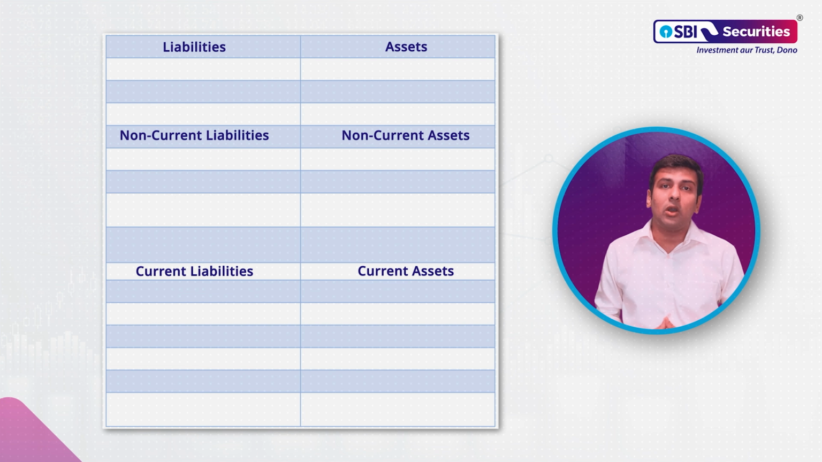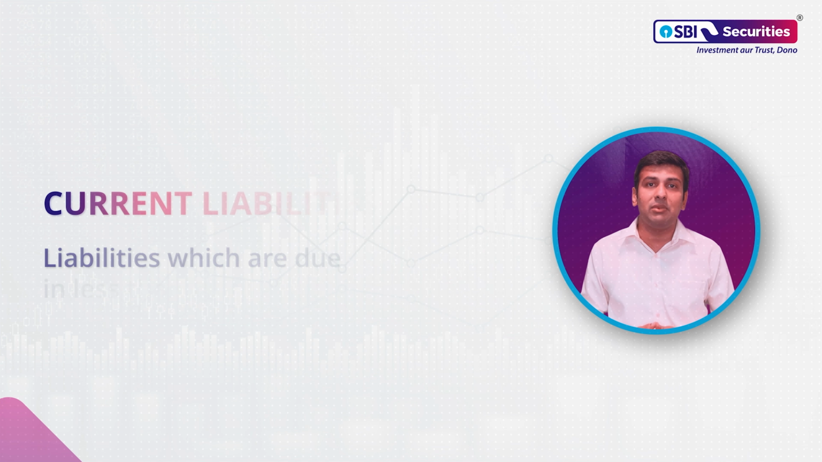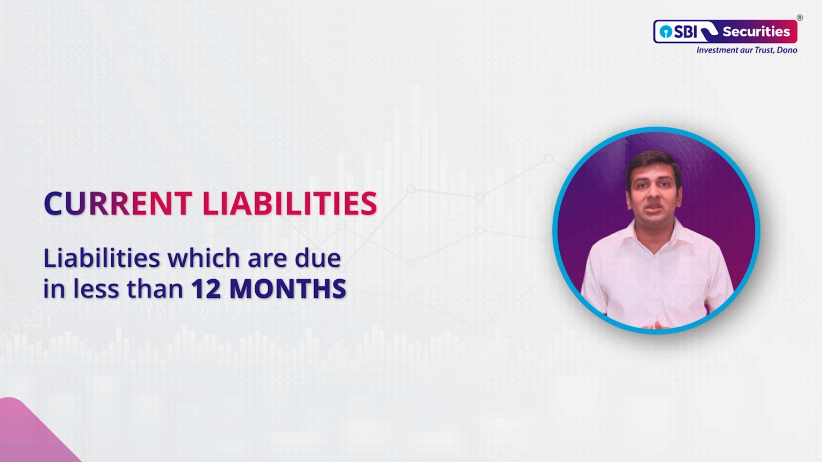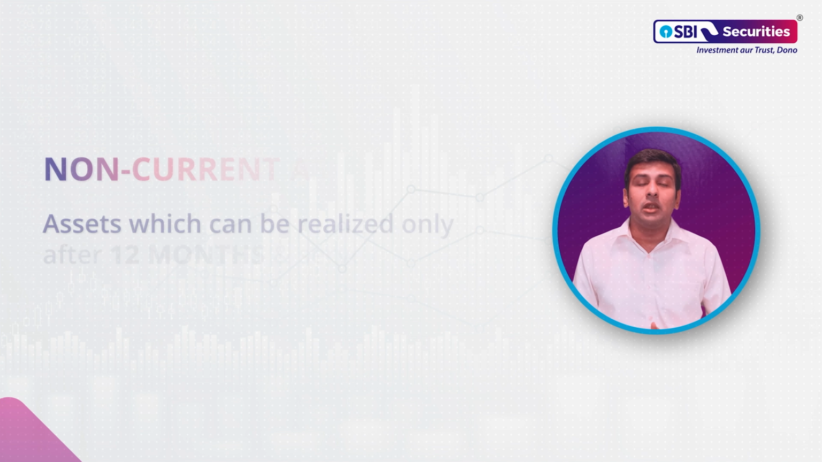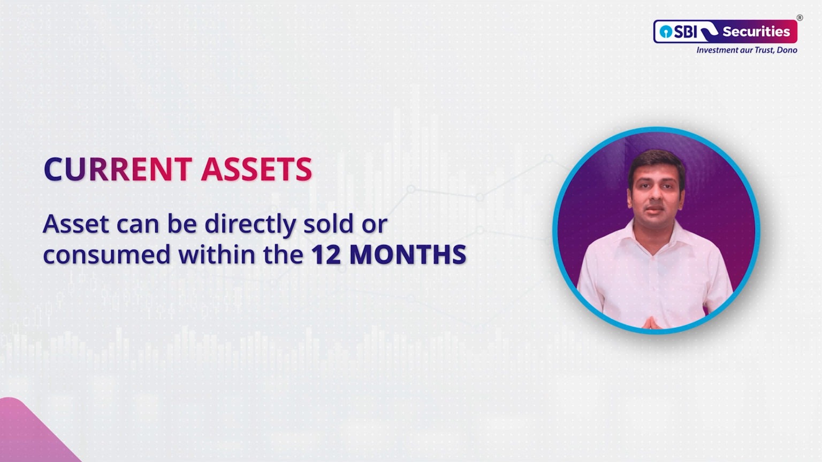Now let us talk about current and non-current liabilities. Non-current liabilities are due only after 12 months, whereas current liabilities are due within 12 months. Similarly, non-current assets are those assets which can be realized only after 12 months and they serve the long-term needs of the business, whereas current assets can be discarded, sold or consumed within the 12 months.